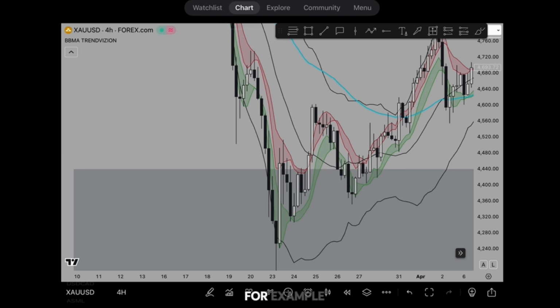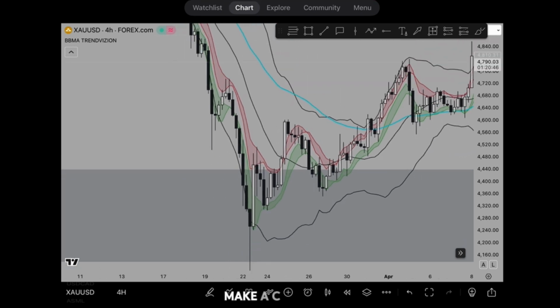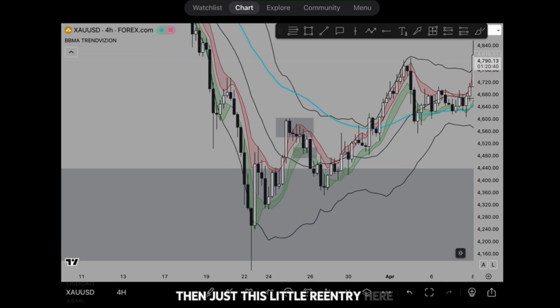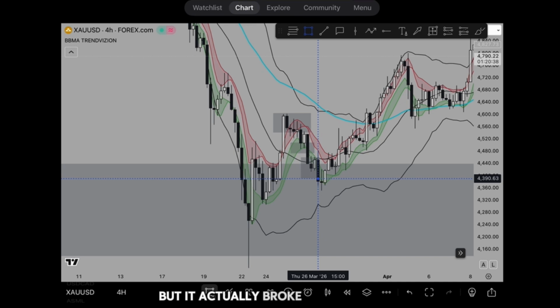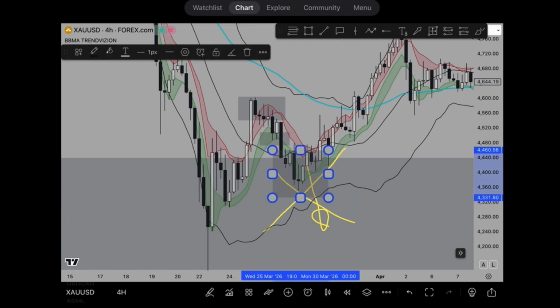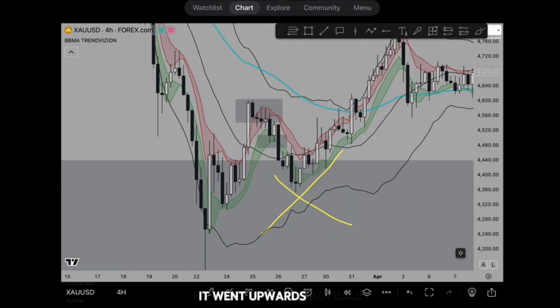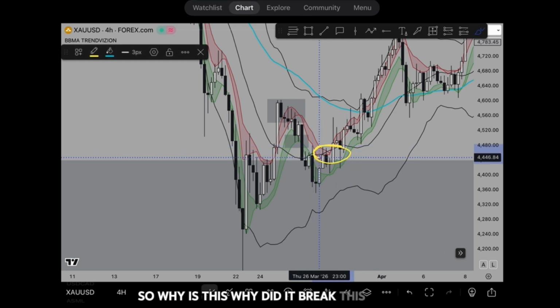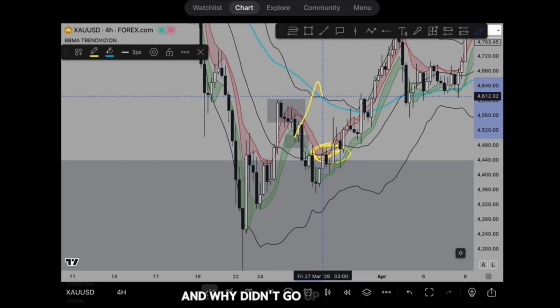But yeah, why did it, for example, make a CSAK here, then just this little re-entry here, but it actually broke with a CSAK sell, and then instead of continuing downwards, which it actually didn't, it went upwards actually. So why is this? Why did it break this area here? And why didn't it go up from here?